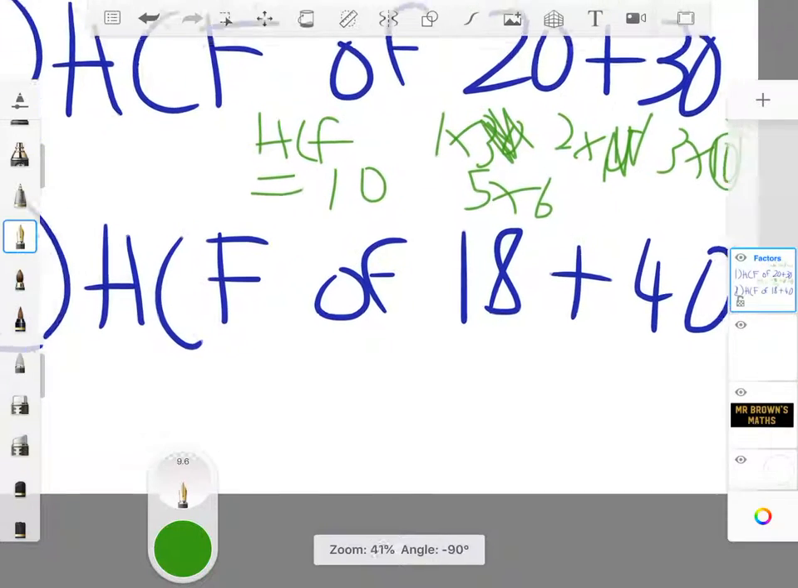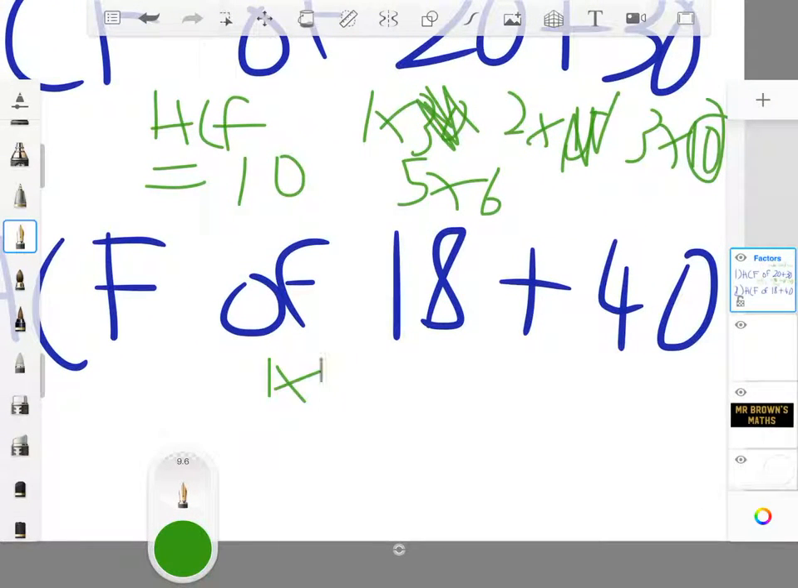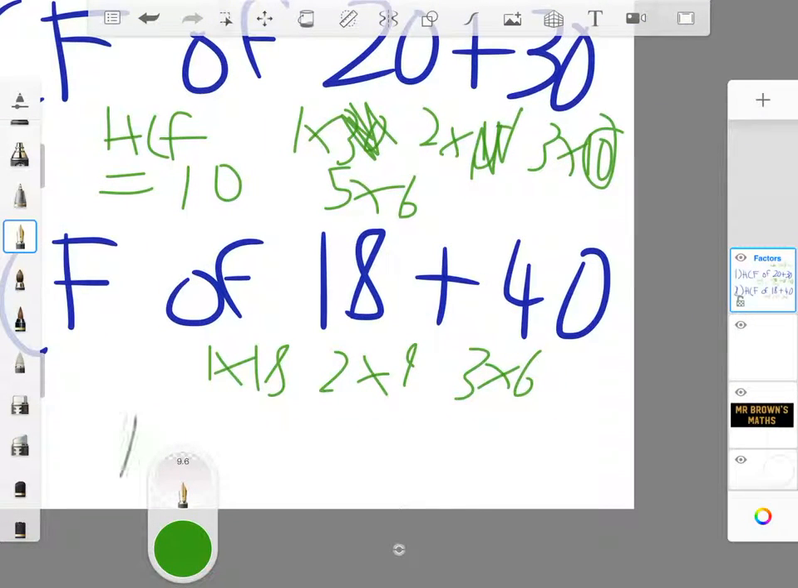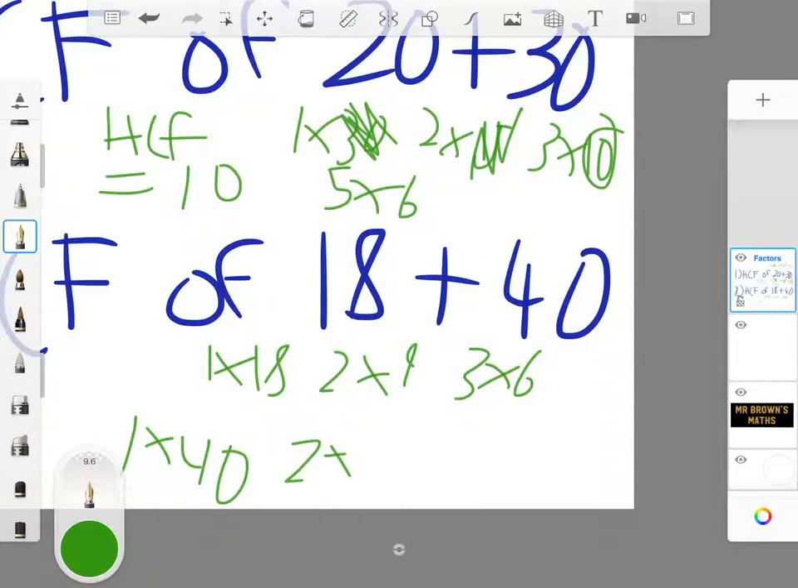And the next one we've got 18 and 40. So 1 times 18, 2 times 9, 3 times 6. Okay, and 40 we've got 1 times 40, 2 times 20, 4 times 10, 8 times 5.